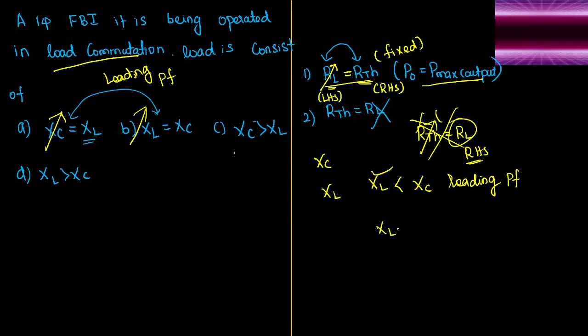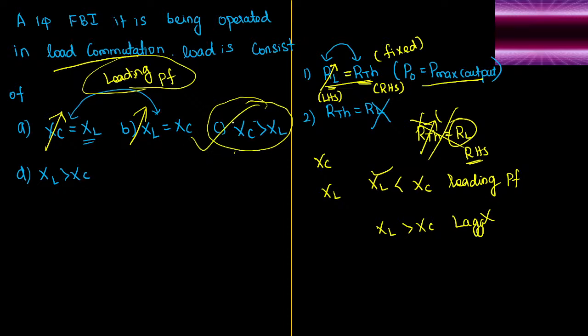Suppose the value of inductive reactance dominates the value of capacitive reactance, then it will go to a lagging power factor. It is not possible to achieve load commutation. So load commutation is possible at a leading power factor. We can bring this condition. A leading power factor is possible only when capacitive reactance dominates inductive reactance. So the correct expected answer for this question is option C only. The remaining options we cannot consider here.